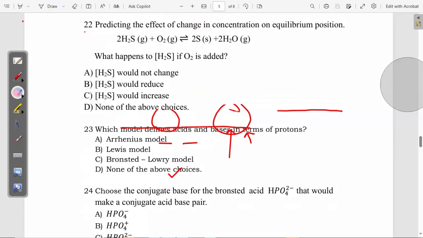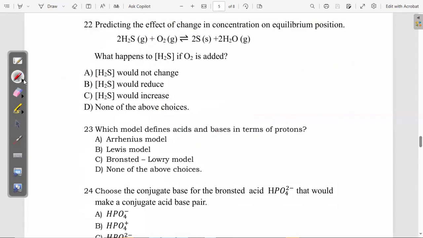Okay, what about question 22? It's also based on the same reaction. They're saying what happens to H2S if oxygen is added? If I add more oxygen here, it means I've added more reactant, right? So the reaction on this left-hand side is going to increase. If the reaction increases, then the concentration of this guy is going to do what? It's going to go down because more products will be produced. So the concentration of this guy is going to reduce. So we pick B there as the best answer.